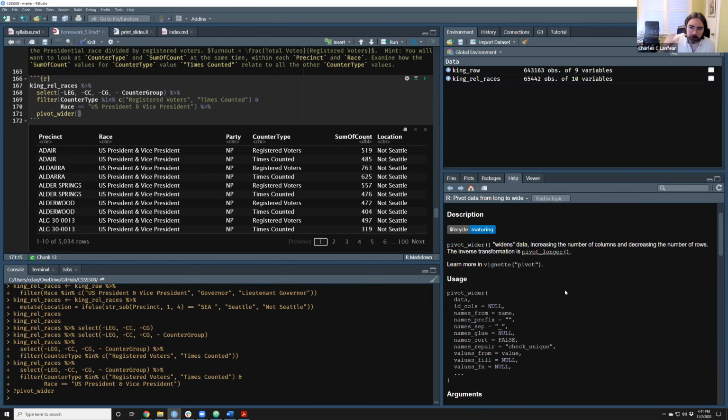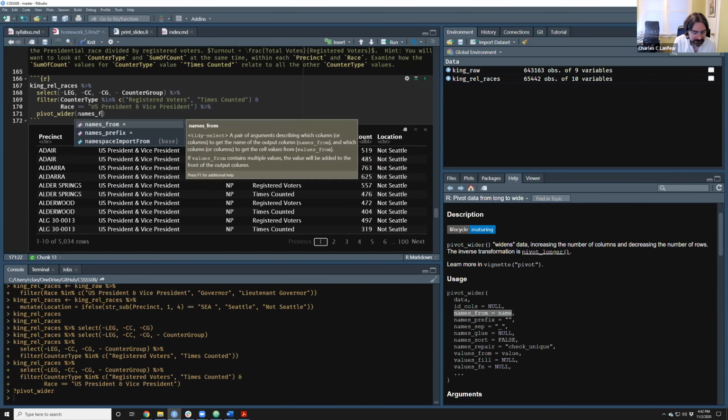More or less. So if we look here, we only actually need to give it two arguments. We're going to say names from equals name, and then values from equals value. We don't technically have to give it new column names because it's going to create them based on the names from column. So if we want to create new columns that contain the sum of count and the columns are named after registered voters times counted, what argument do I want to give here?